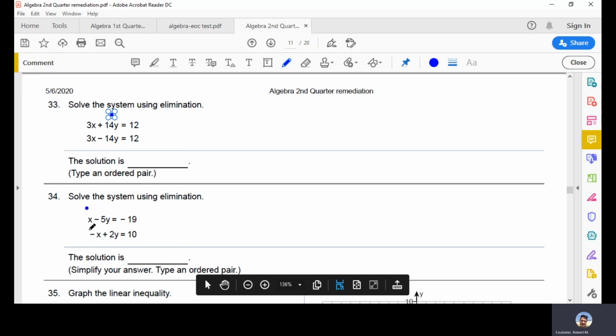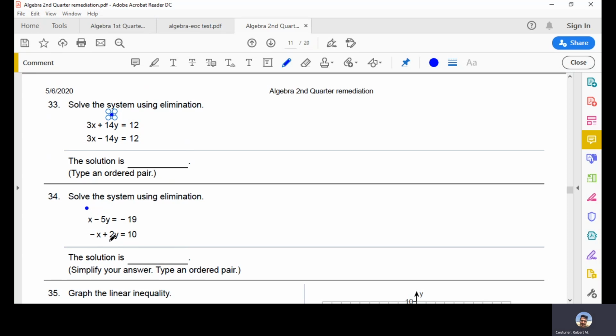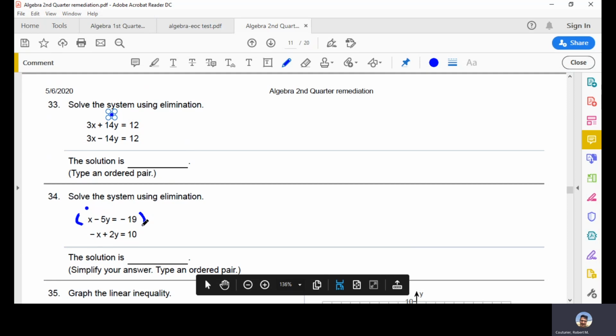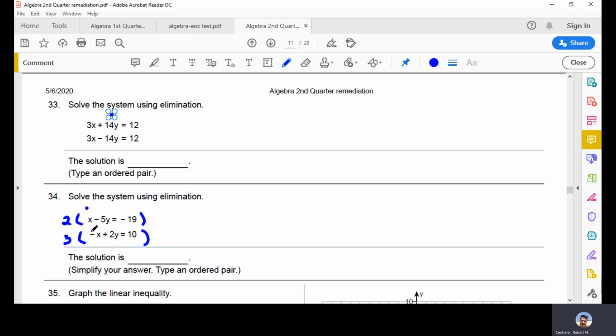What could you do to help you eliminate if you wanted to get rid of the y's? You can't add them, or subtract these two together and make it go away. But if you wanted to, if it was a y that you were after, you could multiply this entire top equation by 2, and you could multiply this entire bottom equation by 5, and then your y's would cancel. Okay, so be careful when you do this problem.